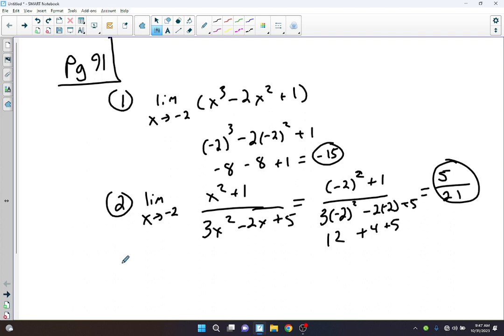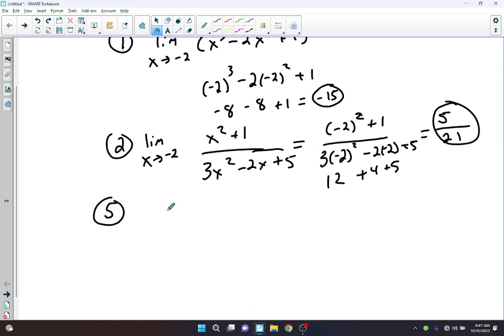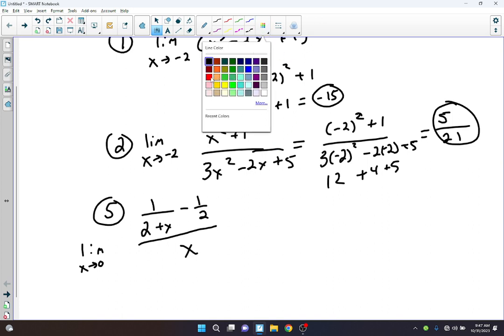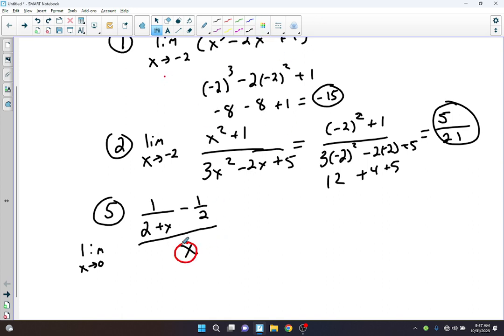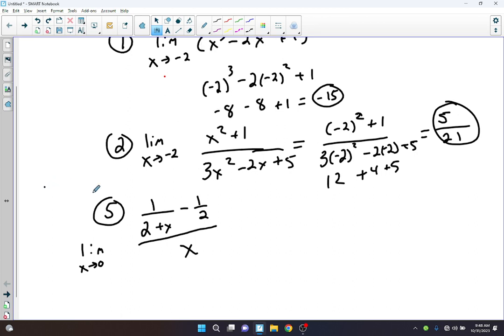Okay, let's do this one. Number 5. The limit as x approaches 0 of 1 over 2 plus x minus 1 over 2, all over x. Now the problem is, if I plug in 0 at this moment, this will become a 0 and you will have a 0 in the denominator, which is disallowed. It makes it undefined. So let's see if we could first rewrite this to make it a little better.